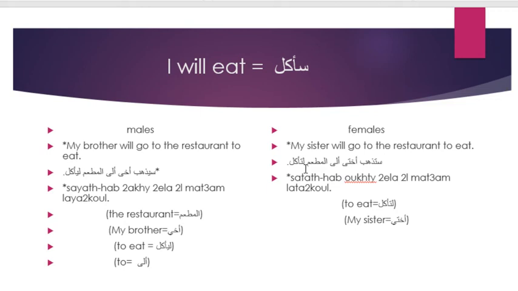I'm not going to a place. But if I'm going to a specific place, I will use the preposition إلى, which is to the restaurant. But with the verb to eat, I use لام, لتأكل. ستذهب أختي إلى المطعم لتأكل. To eat, لتأكل. And my sister, أختي.